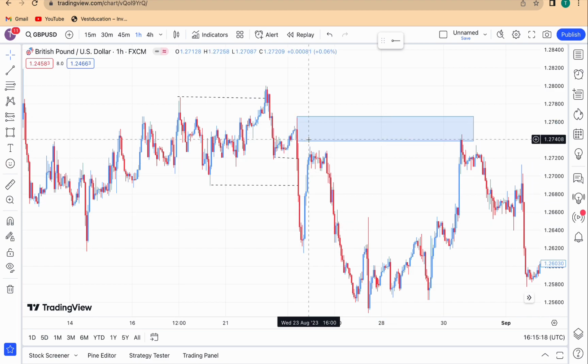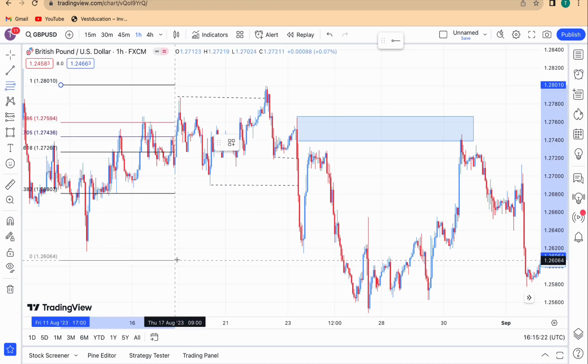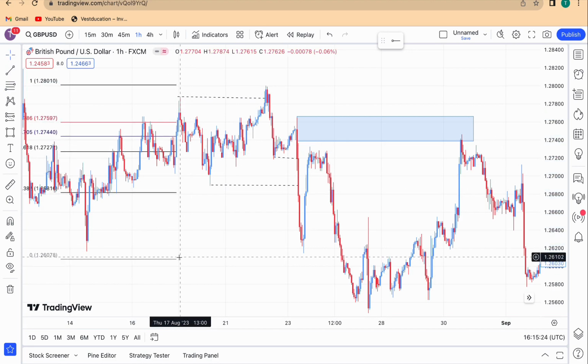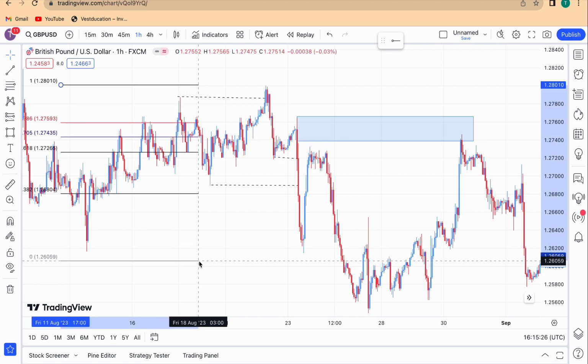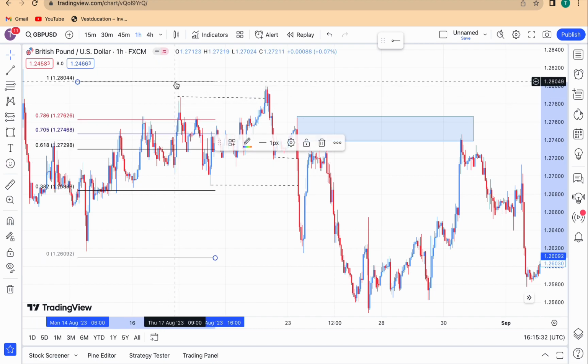This is where I now pull out my Fibonacci tool. Let me first explain how a Fibonacci tool works. Remember I said it measures the extent of retracement. So these numbers are just percentages of retracement. When I say 38.6, it's telling me a 38.6% retracement of the original move that has occurred.